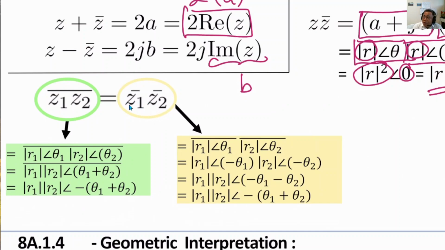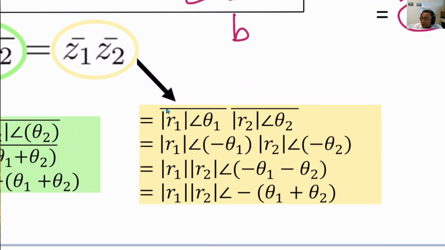If we do it individually, then we will now write R1 angle theta 1 bar, indicating that this is Z1 bar, and the second term is R2 angle theta 2 bar, indicating this is Z2 bar. We first remove the complex conjugate by realizing the complex conjugate operation. So theta 1 becomes minus theta 1 for the complex conjugation. The magnitude remains unchanged. The complex conjugate realizes minus theta 2 for R2.